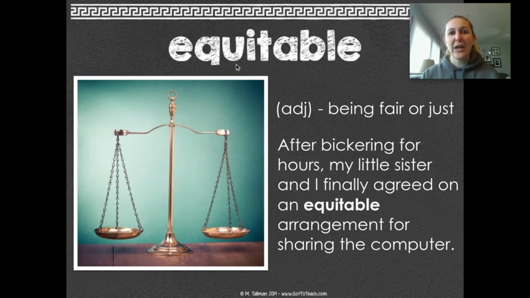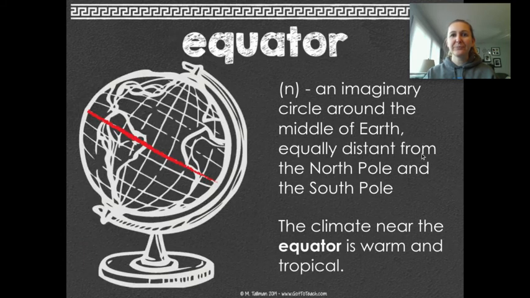Equitable has the root equa in it, meaning equal or fair. So this means being fair or just. After bickering for hours, my little sister and I finally agreed on an equitable arrangement for sharing the computer.